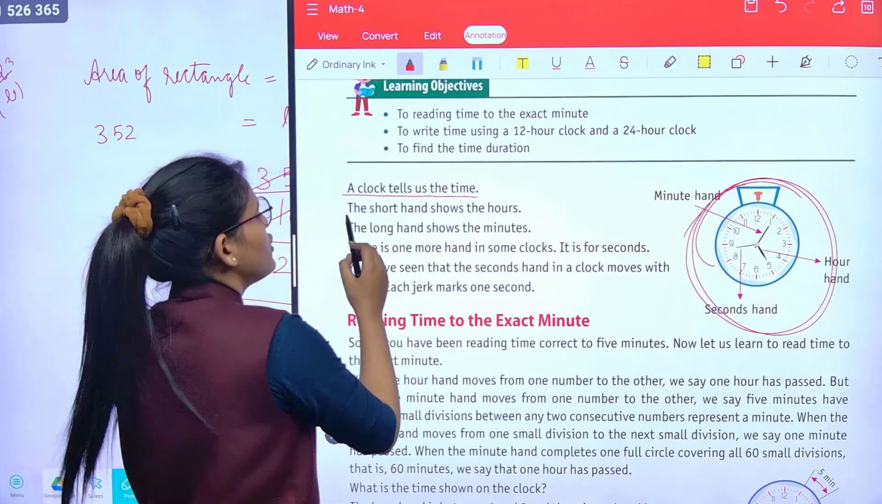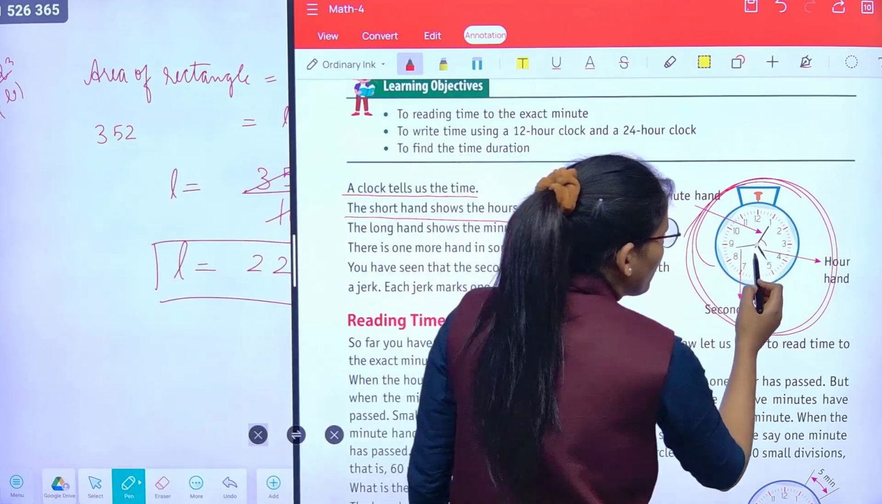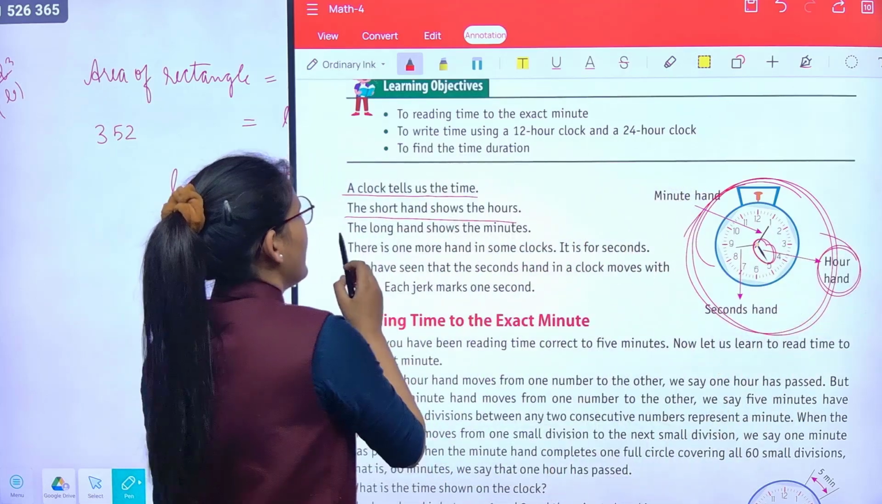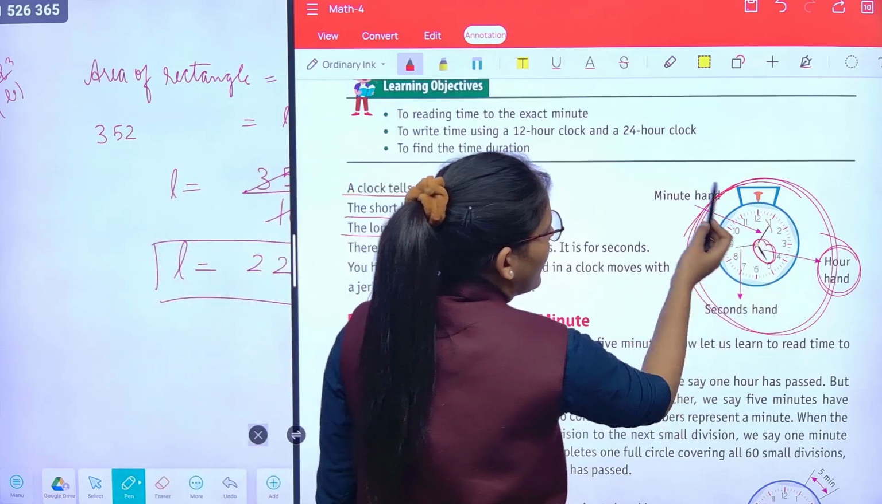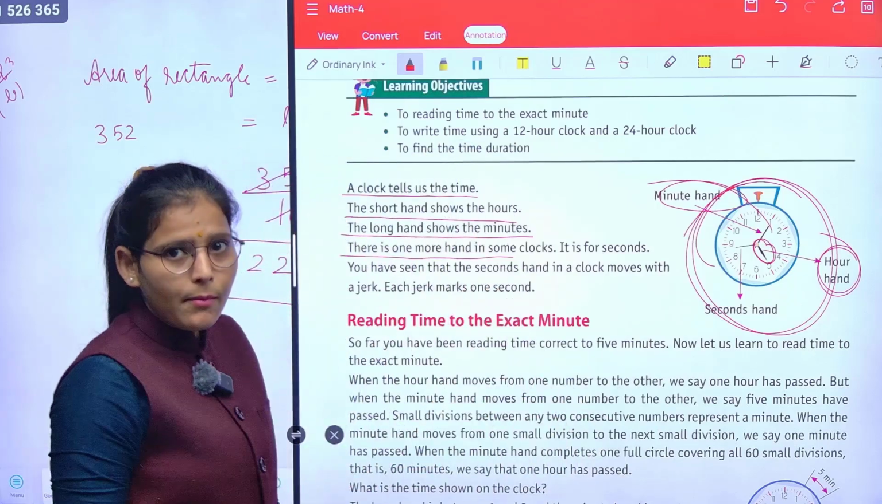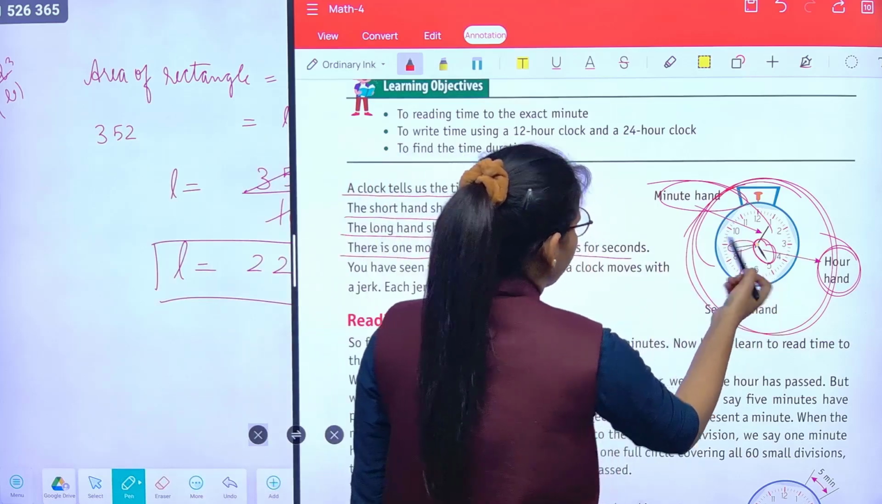Class, see, the short hand shows us the hours. क्लास जो घड़ी में छोटा हैंड होता है, शॉर्ट होता है, वो हमें क्या बताता है? आवर्स, यानी कि घंटे. Now the long hand shows the minutes. वो जो लॉन्ग हैंड होता है वो हमें क्या बताता है? मिनट. Now class, there is one more hand in some clocks. It is for seconds.